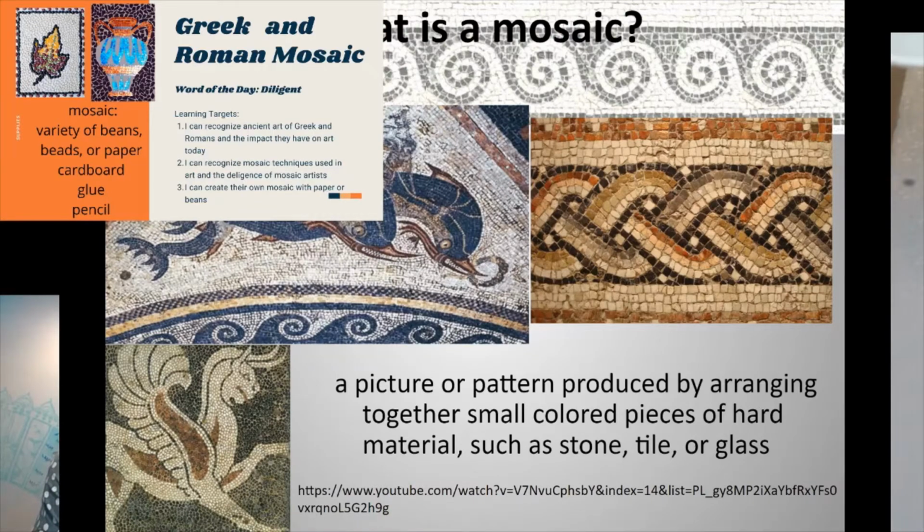So what is a mosaic? Well, a mosaic is a picture or pattern produced by arranging together small colored pieces of hard material, such as stone, tile, or glass. So during that time, they actually created cement, which has been around for a really, really long time. And the Romans actually invented cement.